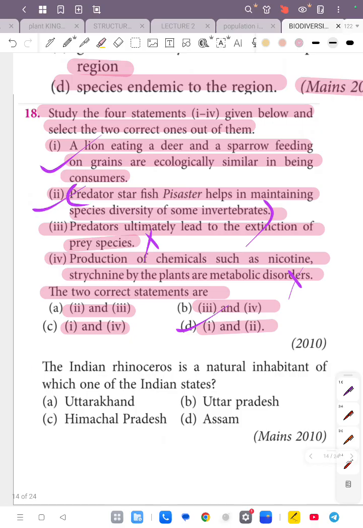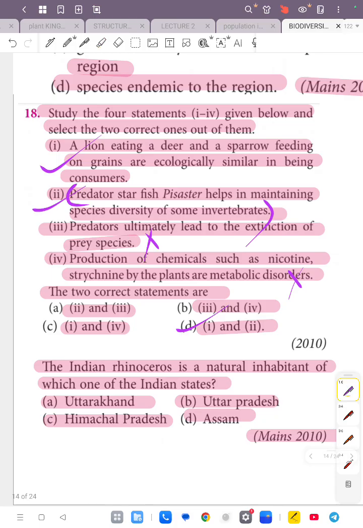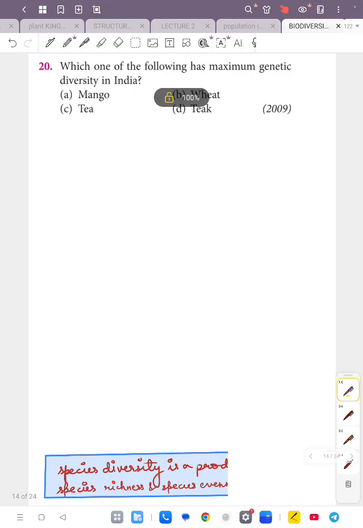All right. Moving on to the next question. The Indian rhinoceros is a natural inhabitant of which of the following Indian states? A. Uttarakhand, B. Uttar Pradesh, C. Himachal Pradesh, or D. Assam. This was asked in NEET 2010, and the correct answer here would be Assam. The Indian rhinoceros, which is also referred to as the one-horned rhinoceros, is a natural inhabitant of the Indian state Assam. Fun fact: Kaziranga National Park in Assam hosts a large population of Indian rhinoceros. All right, moving on to the next question.